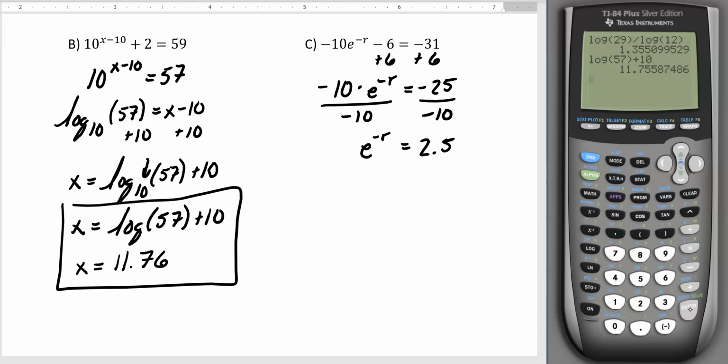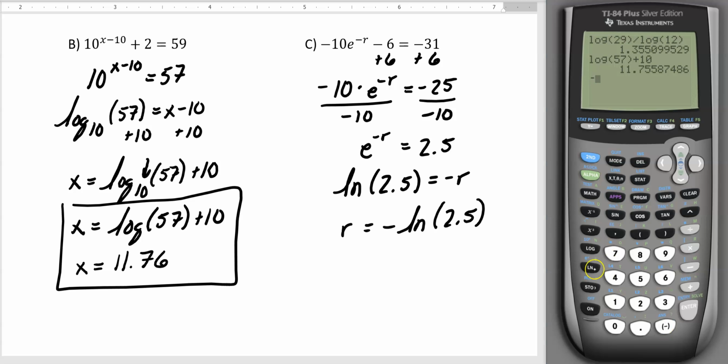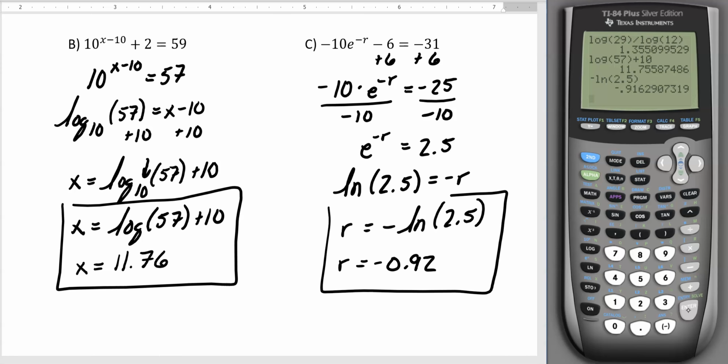So here is what I can write as a logarithm. This would be the natural log of 2.5 equals negative r. So that is to say that r would equal the negative natural log of 2.5. So let's put that in our calculator. The negative natural log of 2.5 is negative 0.92. Fantastic. And there we go.